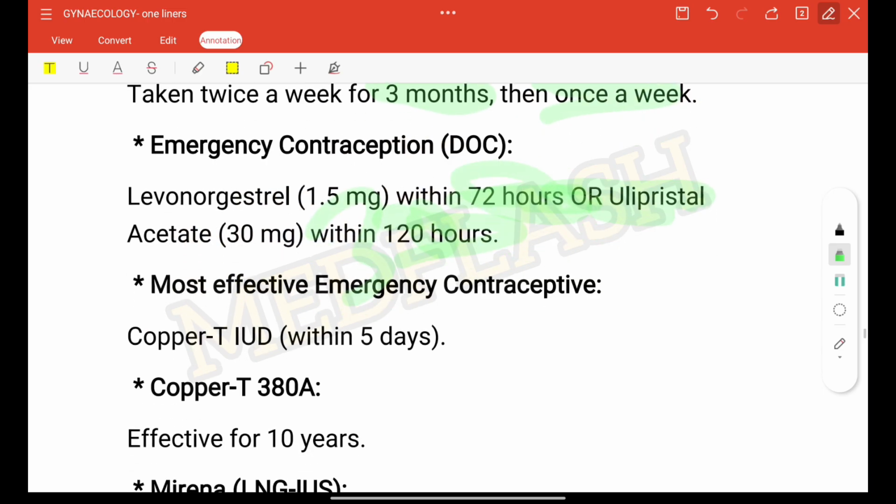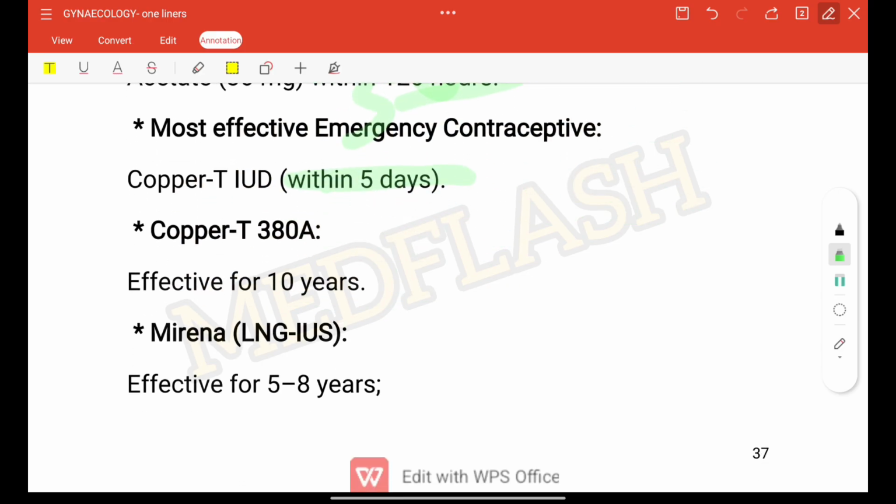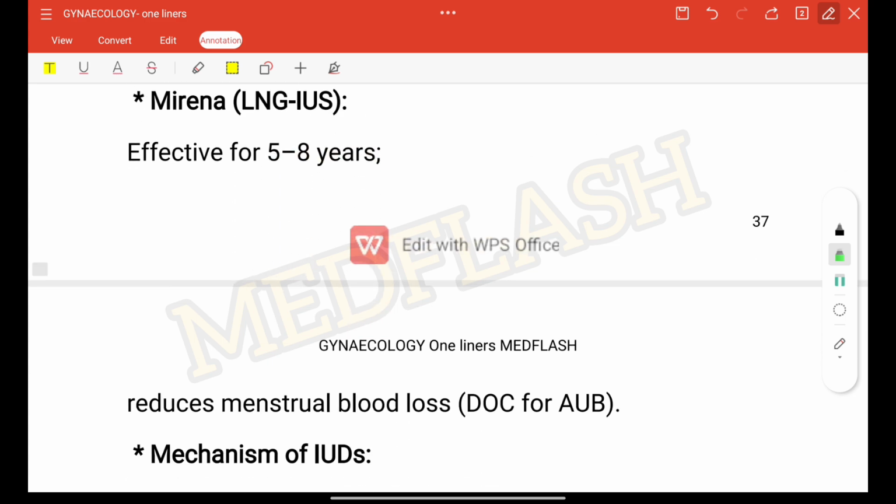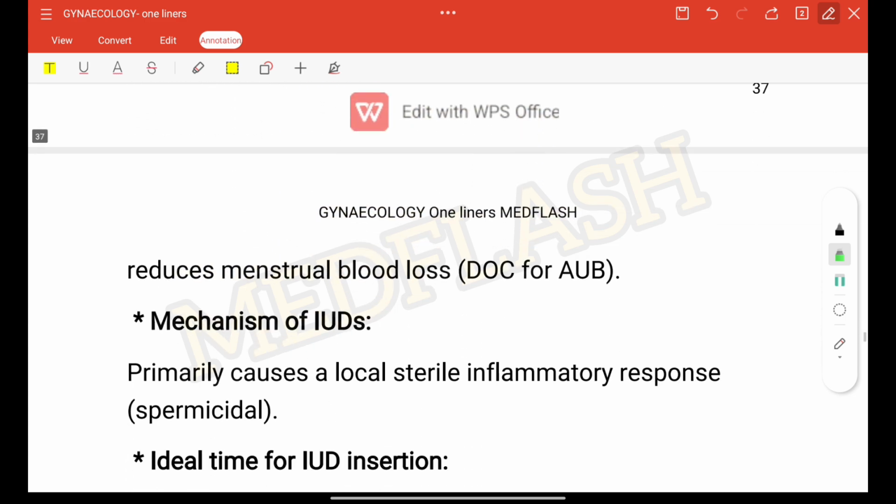Most effective emergency contraceptive is copper T IUD within 5 days. Copper T 380A is effective for 10 years. Mirena is effective for 5 to 8 years. Normally we allow only 5 years. It reduces menstrual blood loss, and is the drug of choice for abnormal uterine bleeding. What is it? Mirena.